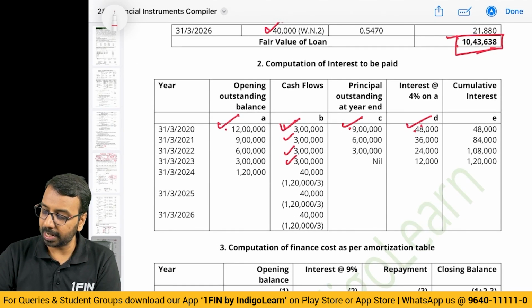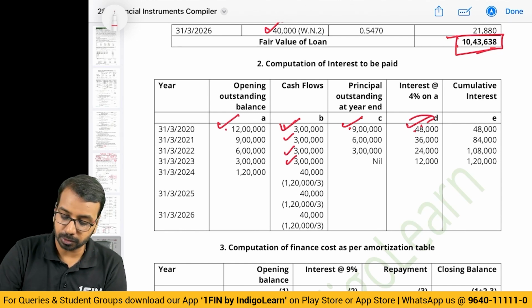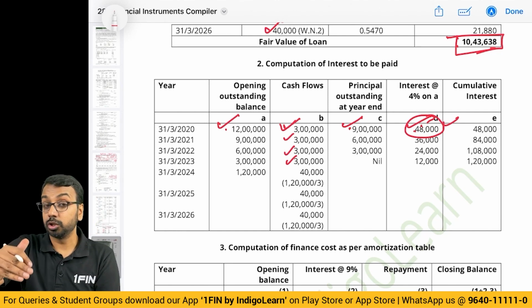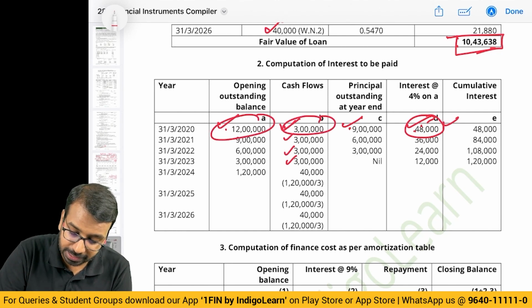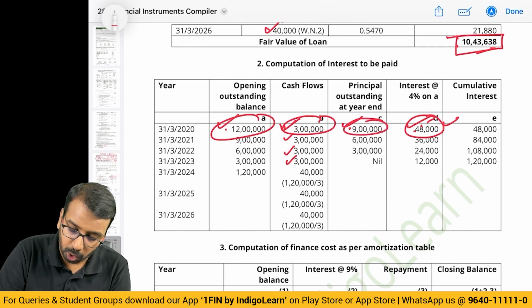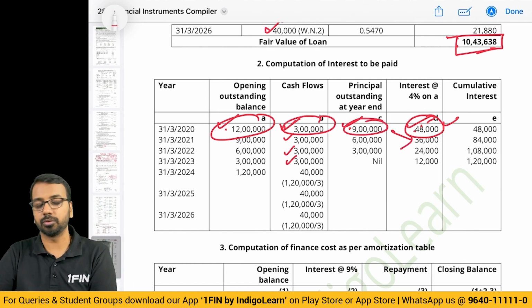Okay, on this 12 lakhs, you have to calculate interest at 4%, 48,000. This 48,000, you will not collect it immediately. Out of this 12 lakhs, you will collect 3 lakhs and you have 9 lakhs. Next year, on this 9 lakh, you will calculate interest. That is how you can do the presentation.